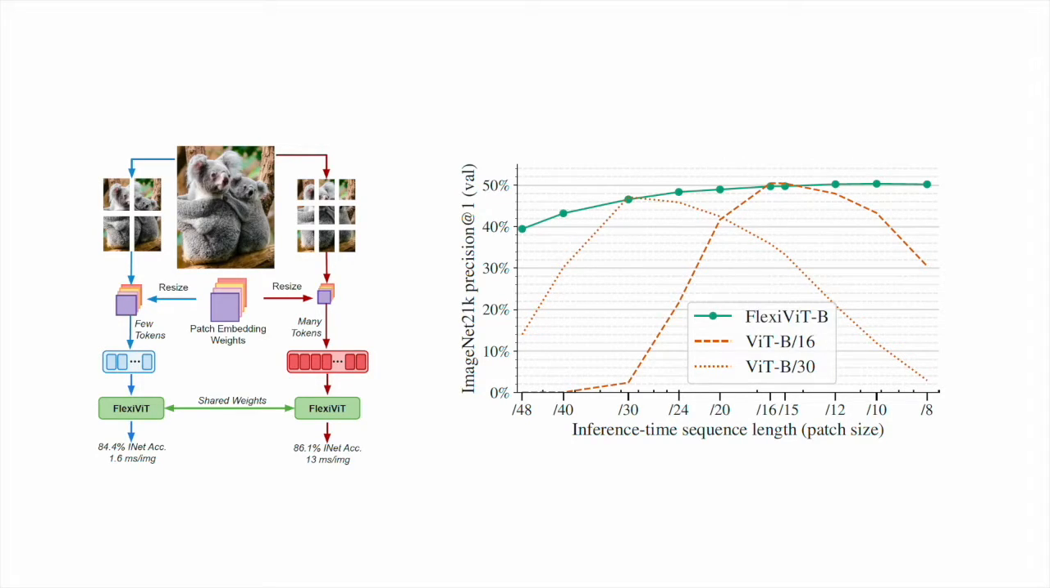On the right, we see a comparison of the validation performance between FlexiViT base, ViT base 16, and ViT base 30. On the x-axis, we see a sequence length at inference time and the patch size, and on the y-axis, we see precision for ImageNet 21K. And we see clearly that FlexiViT base performs well across a variety of patch sizes, while ViT base 16 and ViT base 30 both have peaks at the corresponding patch size on which they are trained. Beyond that patch size, we see that the performance degrades very quickly for both vision transformers.